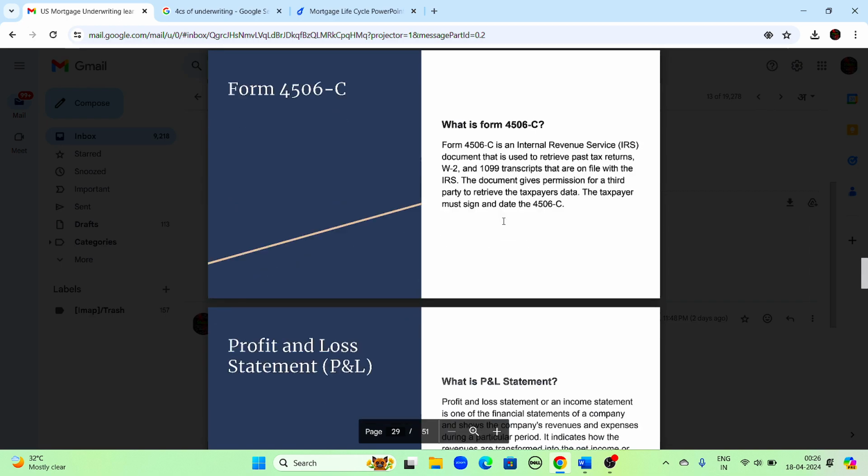Form 4506C. It's an Internal Revenue Service document that is used to retrieve past tax returns, 1099 transcript that are on file with the IRS. The document gives permission to a third party to get the taxpayer's data.